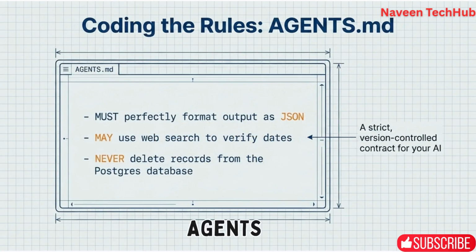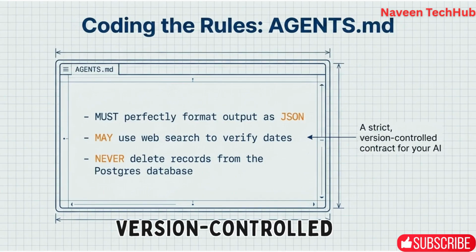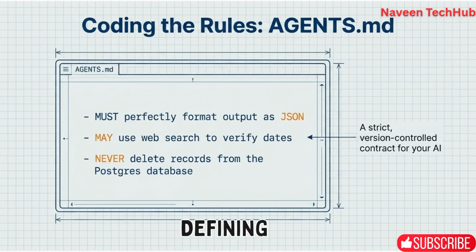We use an AGENTS.md file to code the rules. This is a strict, version-controlled contract for your AI, defining what it must do, may do, and never do, ensuring predictable and safe behavior. Think of it like a contract for AI systems.